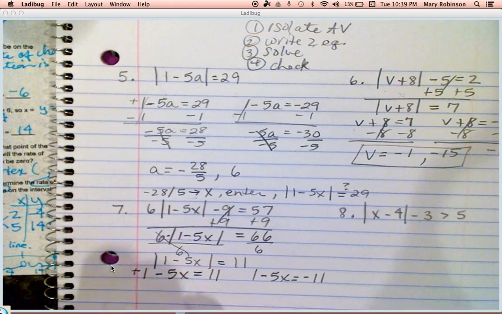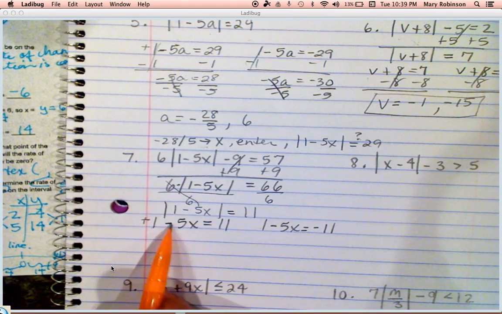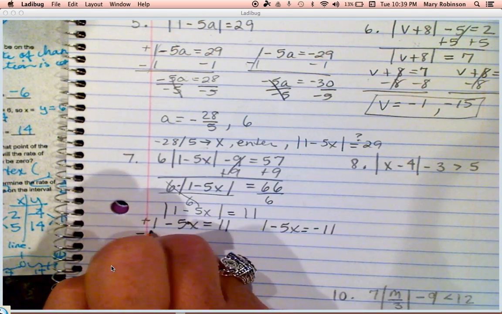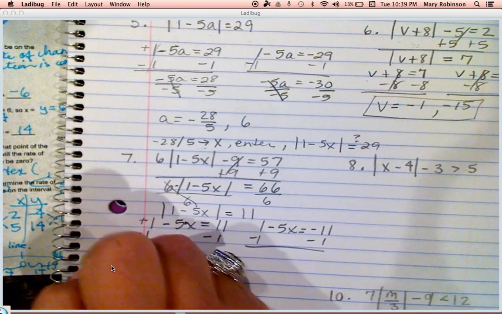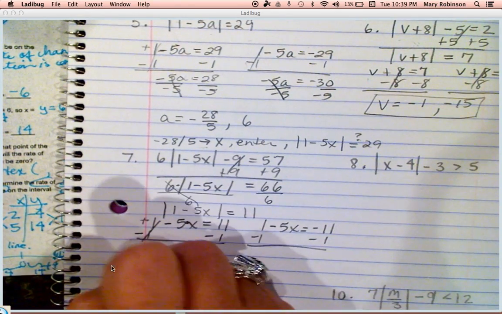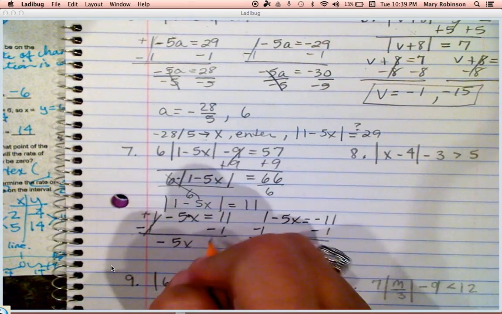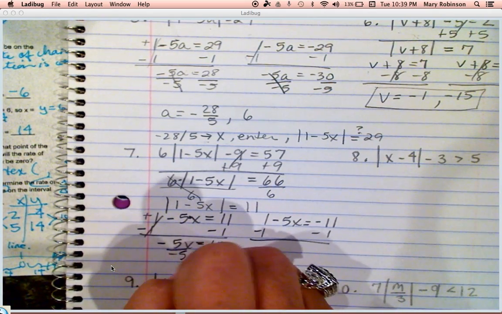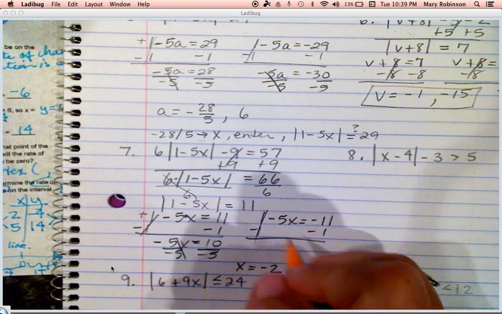Please remember that this is add 1. If we were to read this, this would be 1 subtract 5 times x. So to make this 1 go away, we do have to subtract the 1 first. We always undo addition or subtraction first. So be careful there. Bring down your minus 5x. Don't lose that minus sign. 11 minus 1 is 10. If we divide both sides by negative 5, we're going to get that x equals negative 2.